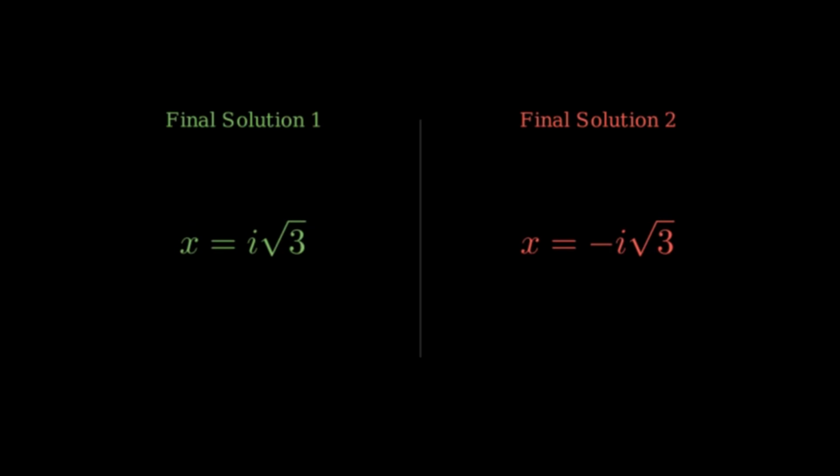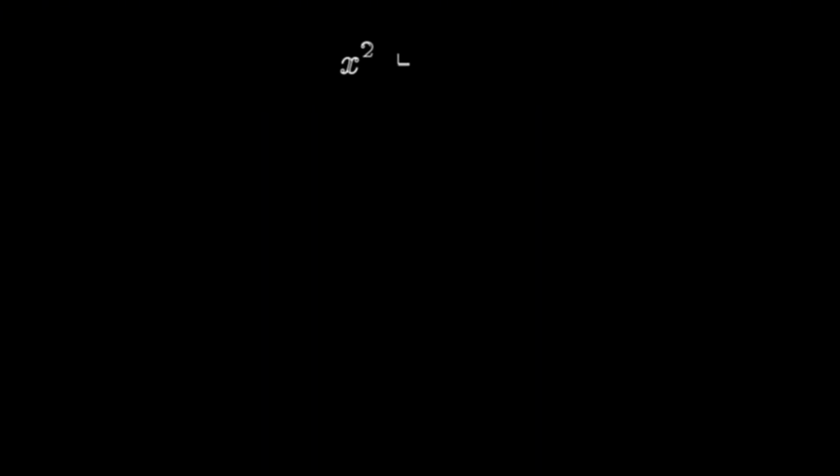When substituted back, both i times square root of 3 and negative i times square root of 3 will make the equation true. This is why quadratic equations always have exactly two solutions, though sometimes they may be complex numbers like we see here. Let's examine the quadratic equation x squared plus 3 equals 0.